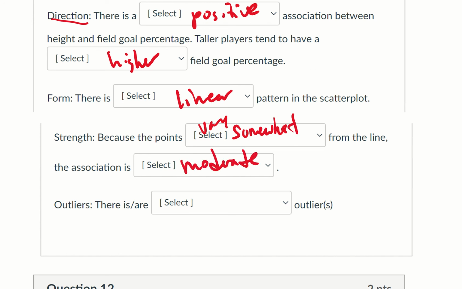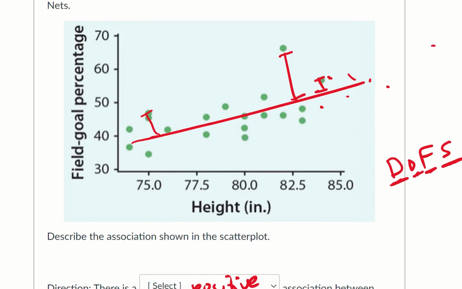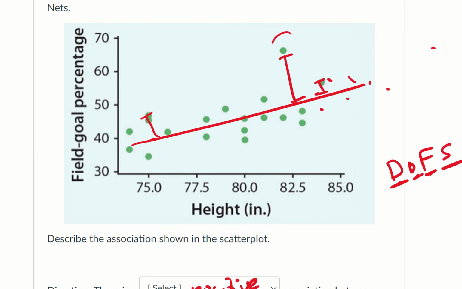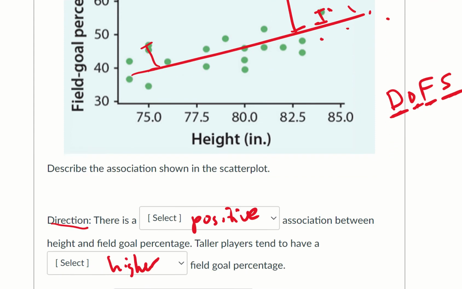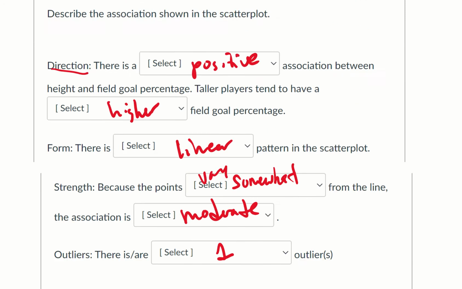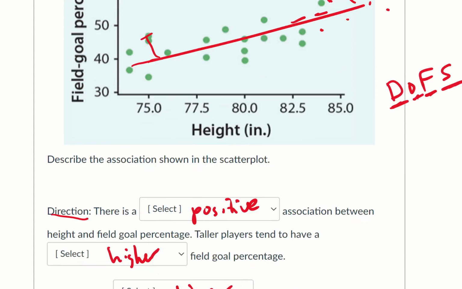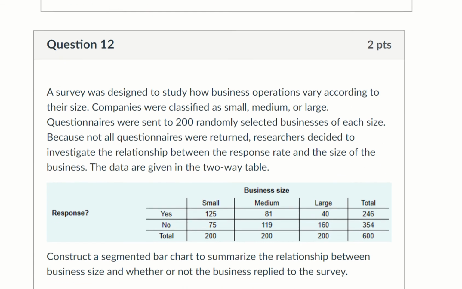So outliers, are there any outliers here? There seems to be one outlier right here, so we'll say that there is one outlier. This outlier is actually making the relationship more moderate than anything. That outlier is definitely something that is pretty far away from the pattern.